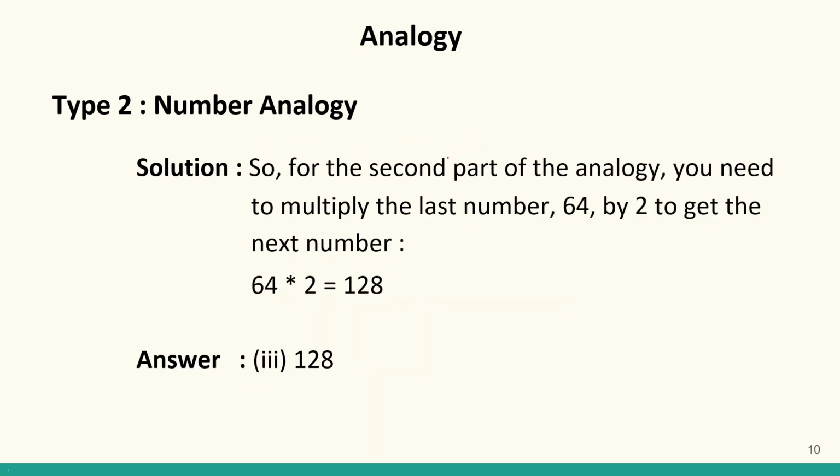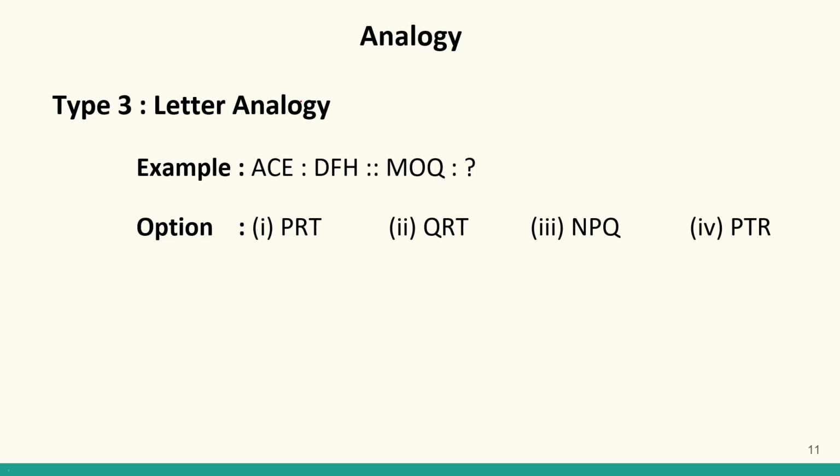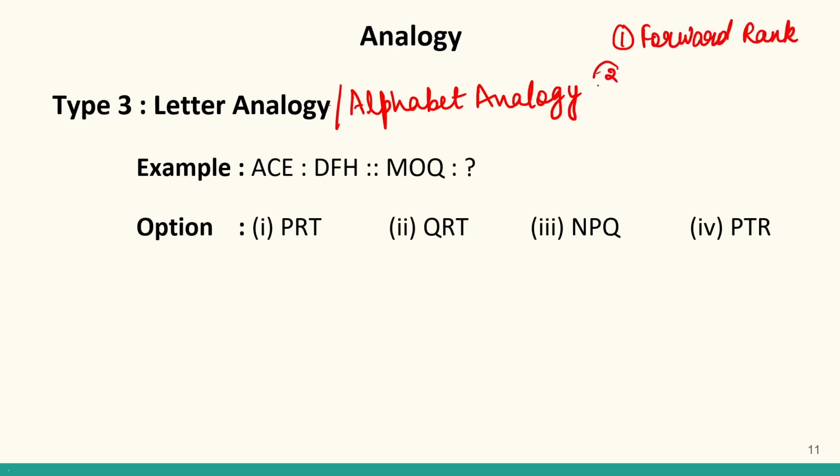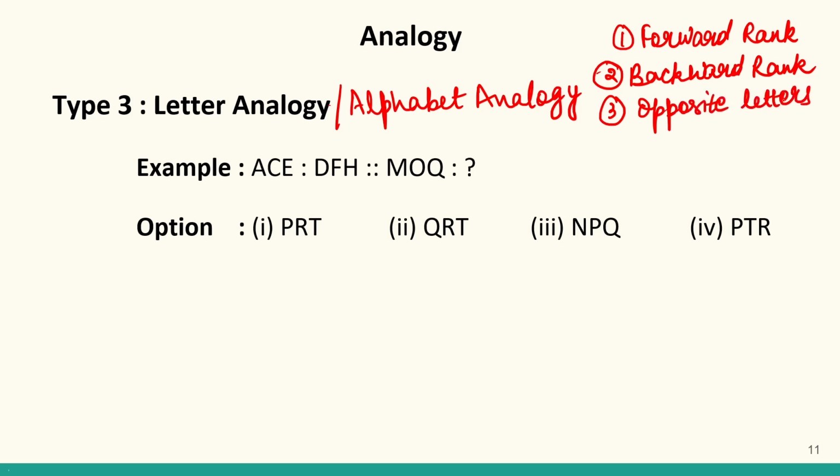Now the third type of analogy is letter analogy. Or we can also call it alphabet analogy. In alphabet analogy, we use the same concepts that we used in alphanumeric series and also in coding and decoding. So we studied 4 concepts: forward ranking. Then we studied the concept of backward rank. Then we studied the concept of opposite letters. And then we studied the concept of loop. So all these 4 concepts will be used in letter analogy or alphabet analogy.